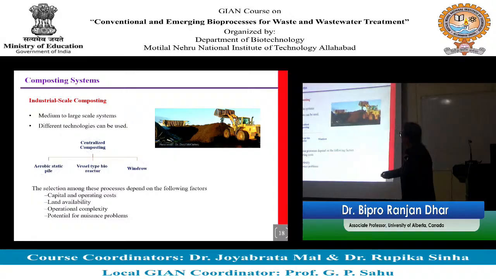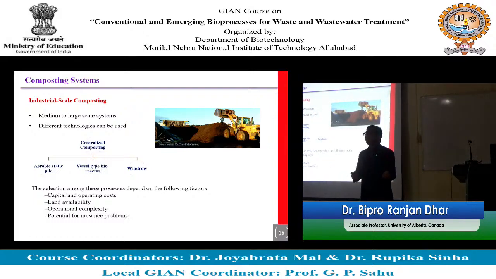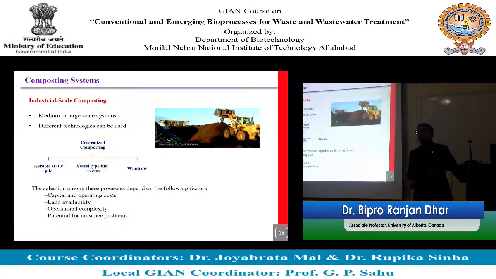Some facilities also use a vessel type or bioreactor type composting process. And why is that? Because when you do it in a vessel, it's easier to control and monitor some of the parameters than in an aerobic static pile or windrow composting. But again, the selection of the process depends on how much money you have. At the end of the day, it's about how much capital investment you need, and land availability.